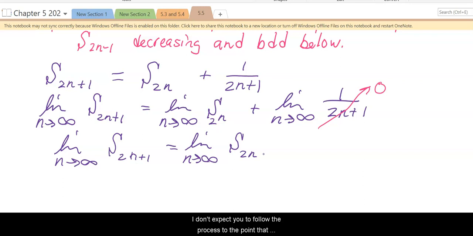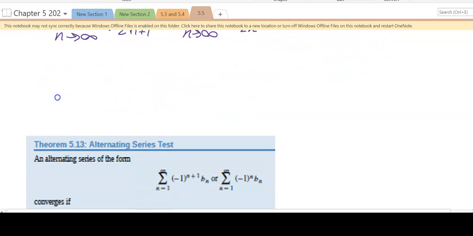I don't expect you to follow the process to the point that you would be able to reproduce it on a test, but I hope that you can follow the logic of what I've done and that you can understand how we can prove systematically that although the harmonic series diverges, the alternating harmonic series must converge. Let's take a look now at what the alternating series test actually says.